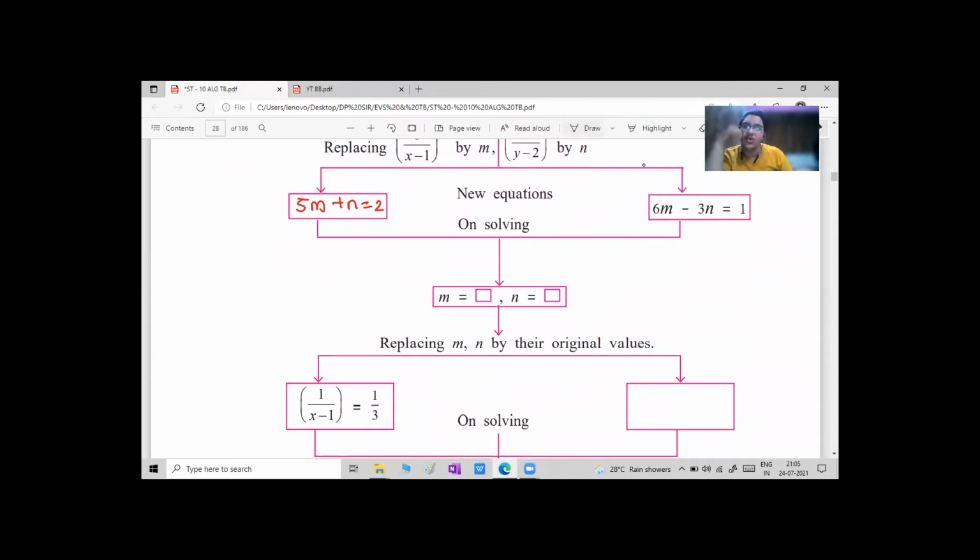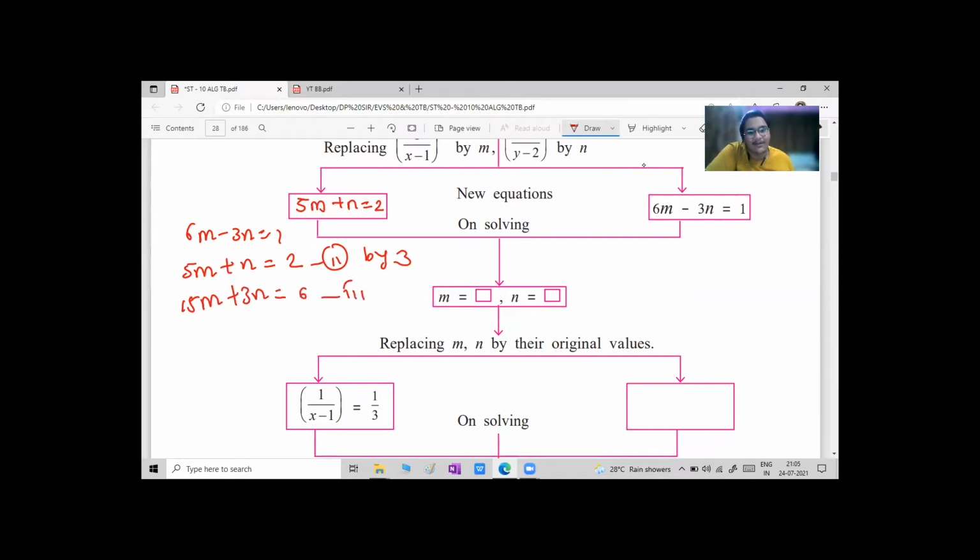So now we are just going to solve it. Just check: 6m minus 3n is equal to 1 and 5m plus n is equal to 2. How am I going to solve this particular equation? So I would suggest multiply equation 2 by 3. Then you will get 15m plus 3n is equal to 6. Let this be your equation number 3. Let this be your equation number 1.